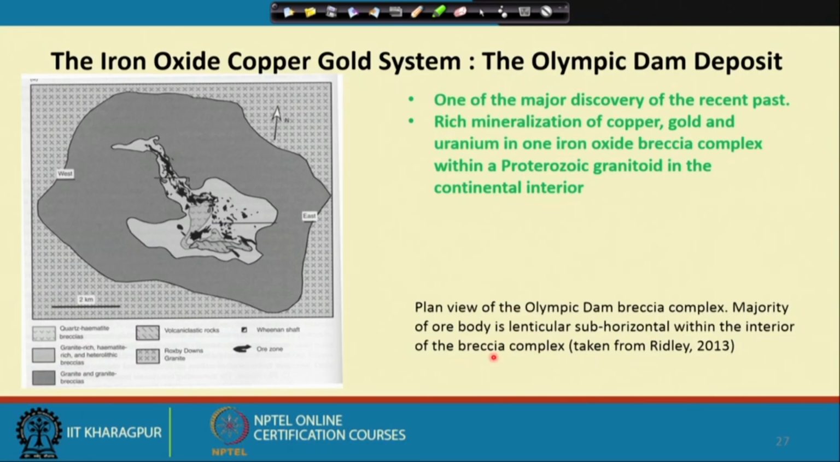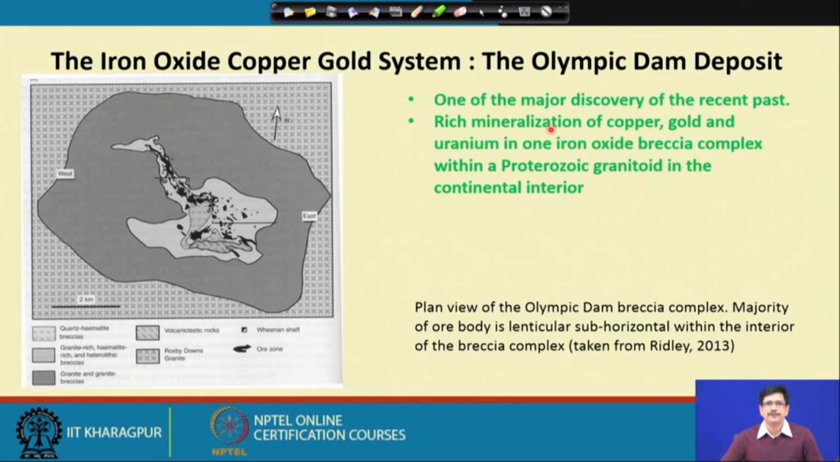So, with the discussion on the Carlin type deposit, which is one of the very special types of hydrothermal system, we would now go over to discuss another very special type of hydrothermal system, which is the iron oxide copper gold system.